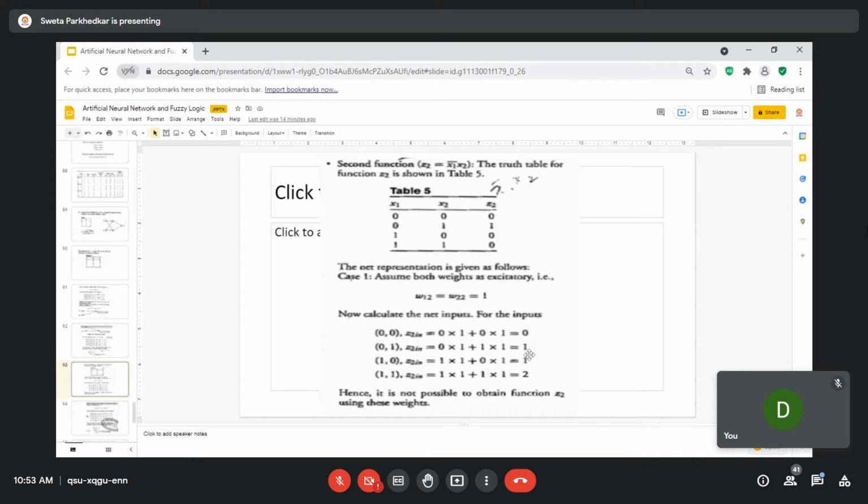No, you are not getting the same output. Then consider one as excitatory and another as inhibitory. मतलब W12 को assume करो as -1 and W22 को assume करो 1. Then you will get the exact output. Do this.